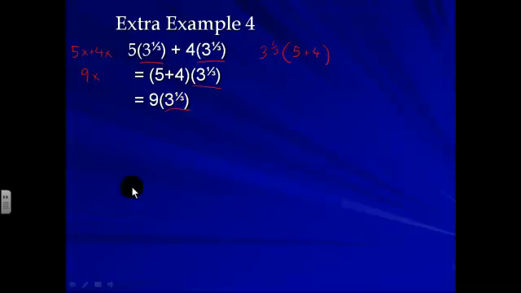Okay, what number multiplied by itself 3 times gives me 3? Well, this is tricky. You might think that the answer would be 1, but it's not 1 because 1 times 1 times 1 is equal to 1. So in this case, we can't simplify down any further, so we're just going to leave it like this.